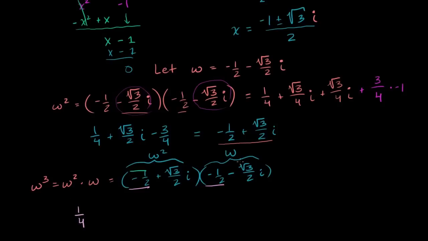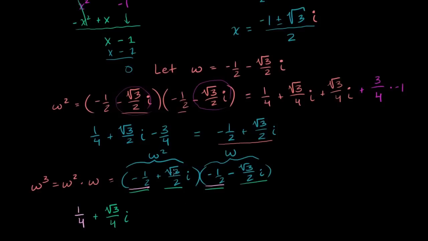And then let's do -1/2 times negative square root of 3 over 2i. Negatives cancel out, so we get plus square root of 3 over 4i. And then we can multiply this times this. It gives us the same thing. So it gives us plus, let me make sure I'm doing this right. Oh, no, it's not going to give us the same thing. Now, one is negative, one is positive. So it's going to give us, be very careful.